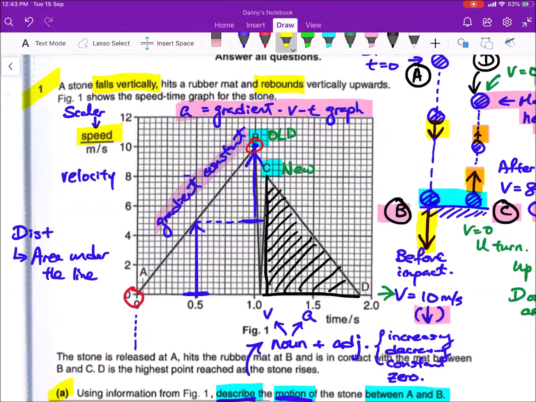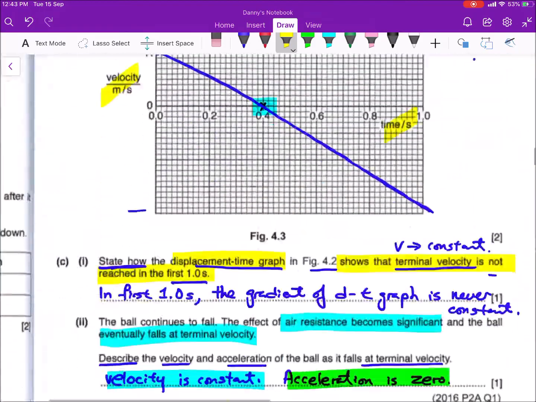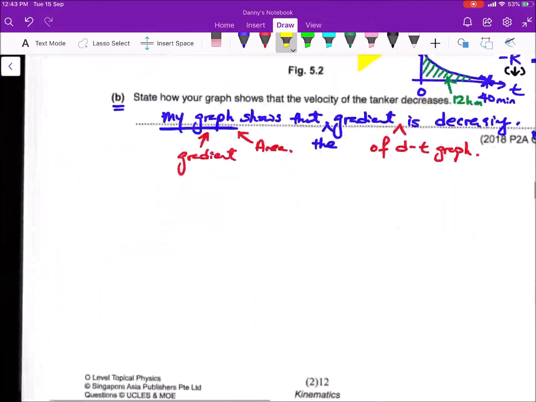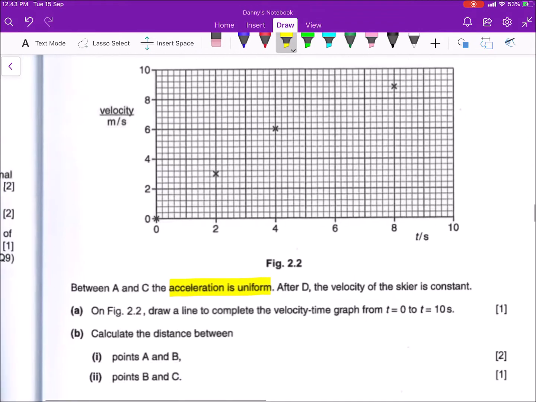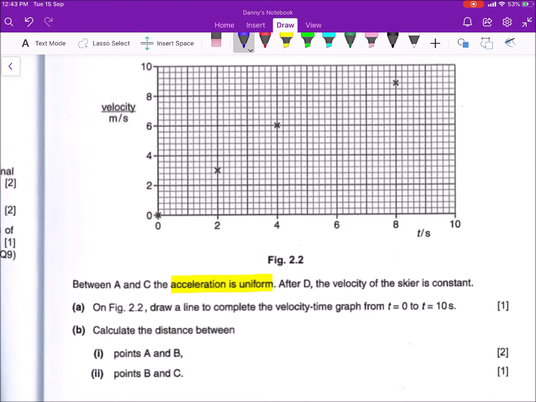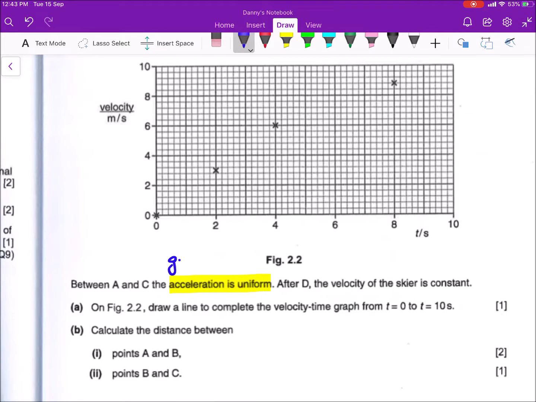Yeah. So now we remember that acceleration is given by the gradient of a VT graph. You can now figure out something from this statement. It says acceleration is uniform. Acceleration is the gradient, so you can actually substitute the word acceleration with gradient. So let's do that, and we would then have a clearer picture. The gradient of the VT graph is uniform. Uniform means constant. So we know that from A to C, I would expect a constant gradient.